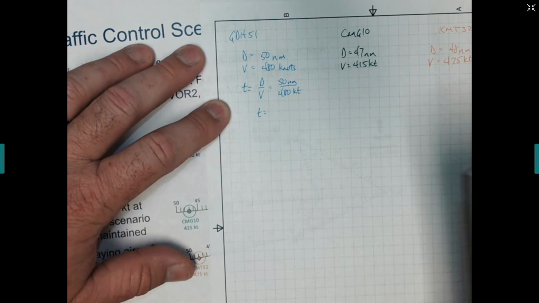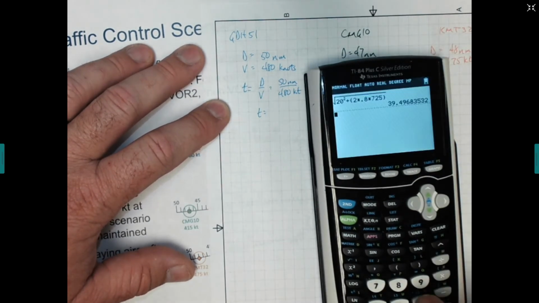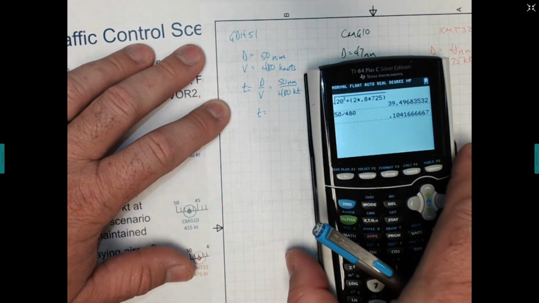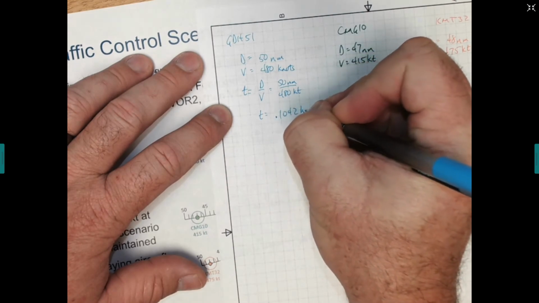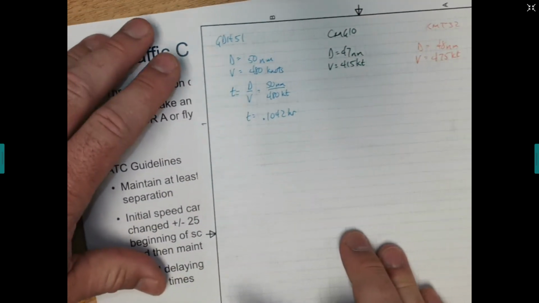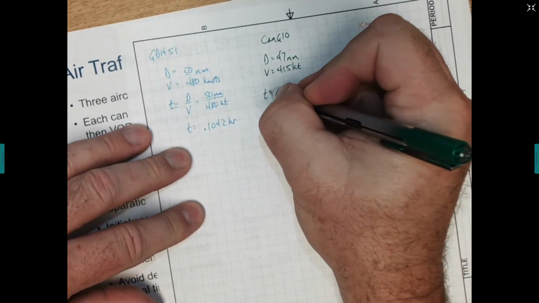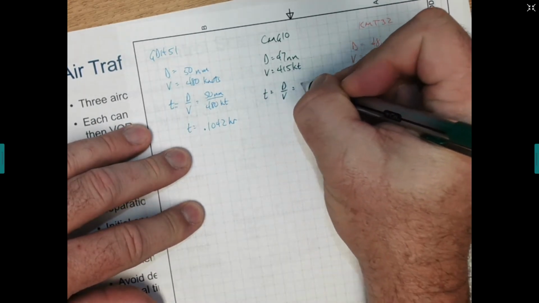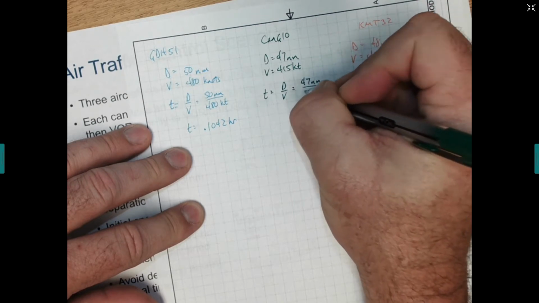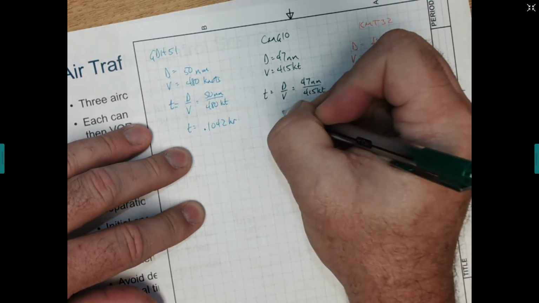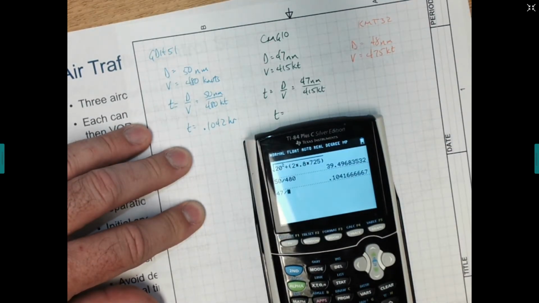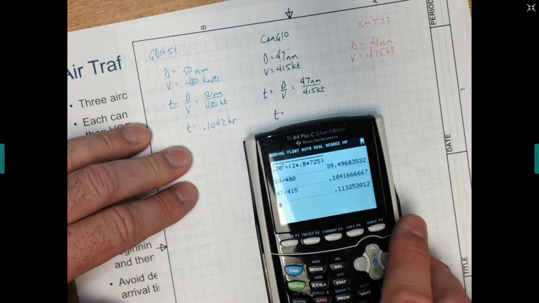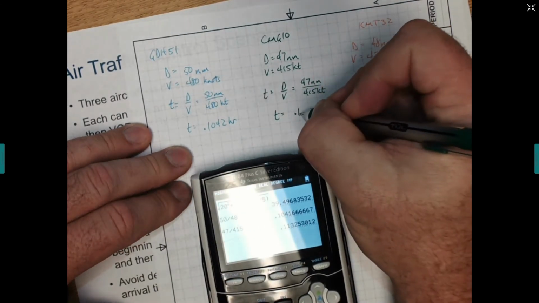Let's get our calculator here. We get our time is 50 divided by 480, and it's going to be 0.1042 hours. Then if we look at our second one here, we're doing the same thing. We're solving for time. It's again distance over velocity, which is now 47 nautical miles over 415 knots. So my time is going to be equal to 47 divided by 415, and we get 0.133 hours.